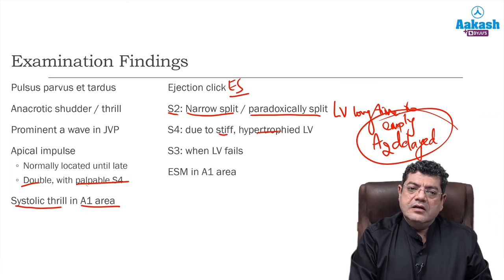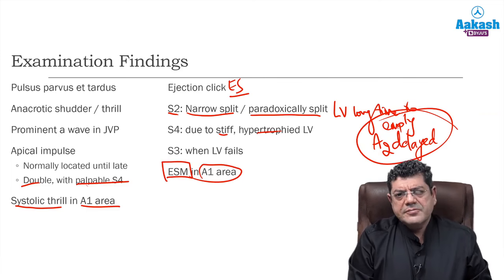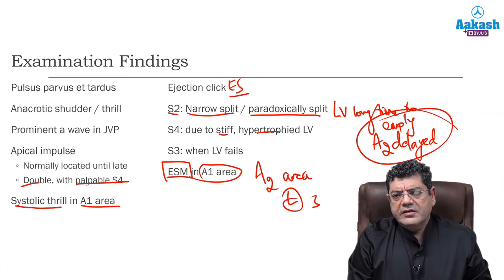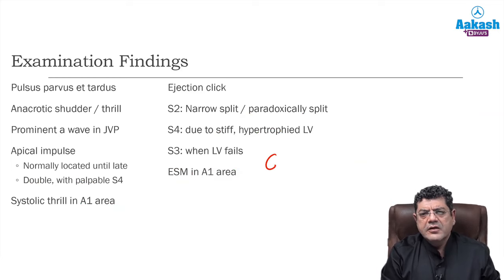And the hallmark ejection systolic murmur is also heard in the right second intercostal space. The A2 area is the left third intercostal space. In fact, there's a phenomenon with the AS murmur, which is called the Gallavardin phenomenon.